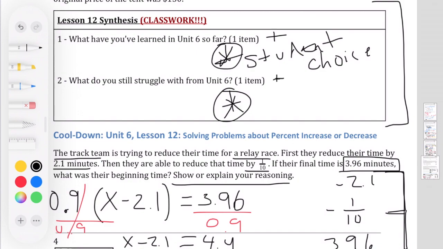There you have the answer for the cooldown today. Make sure you include the lesson 12 synthesis, this cooldown, and of course the key idea slash intro in your classwork before you turn it in today.